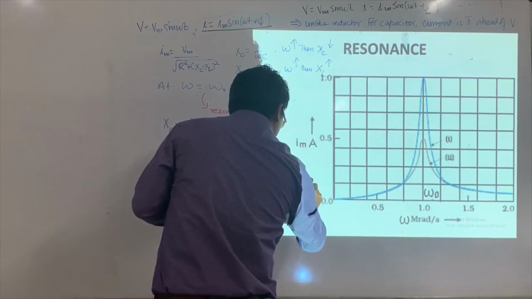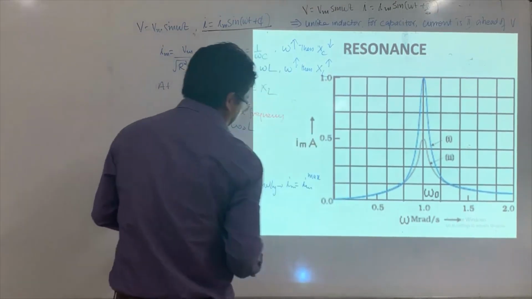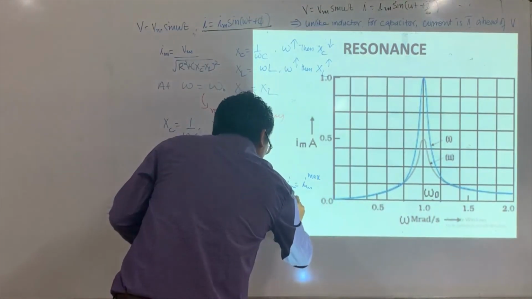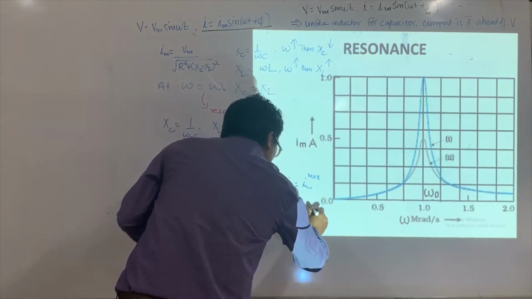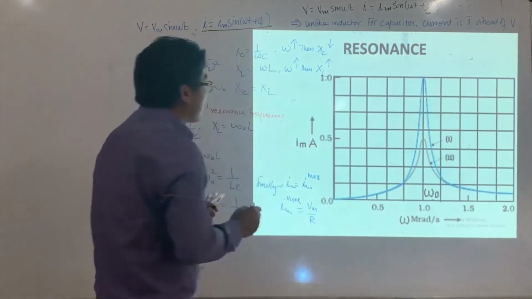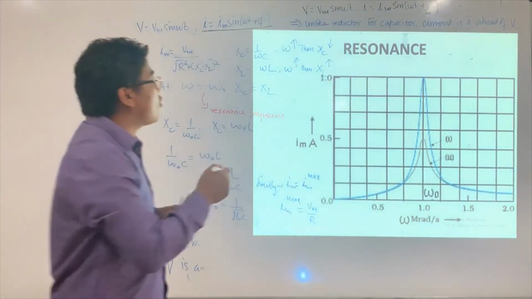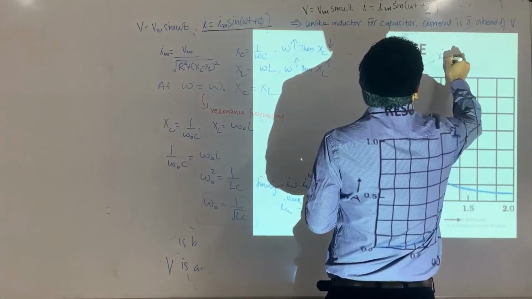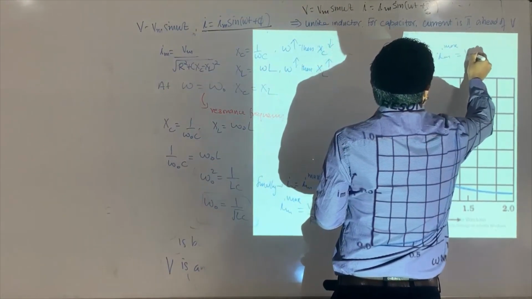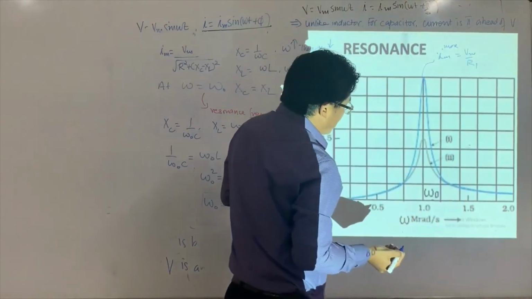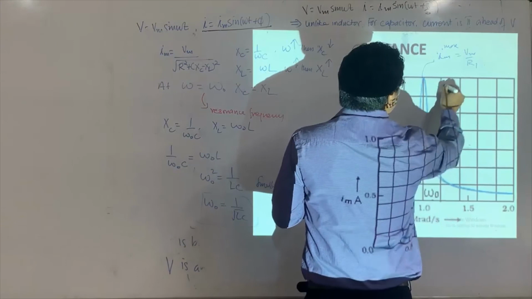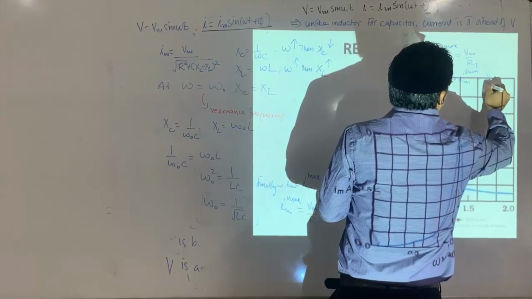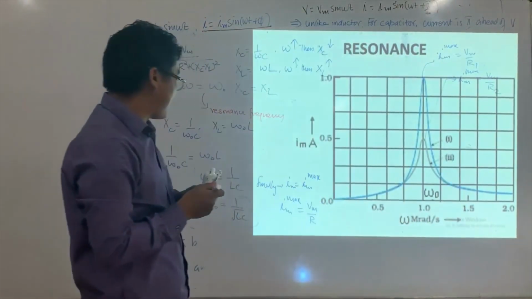Im is equal to Im max, that is the maximum amplitude of current. This is one particular maximum amplitude of current, let's say for R1, and this is another maximum amplitude of current, for R2. So this is what we have.